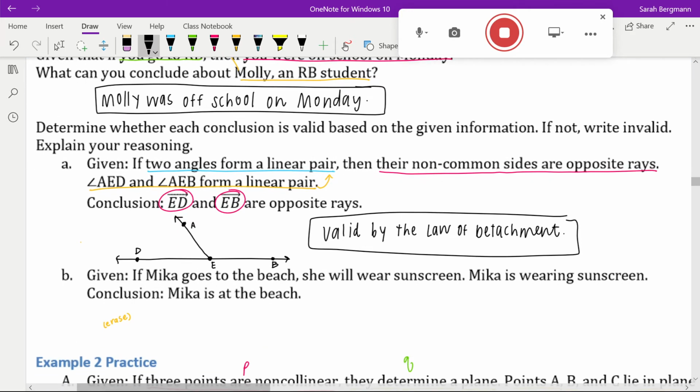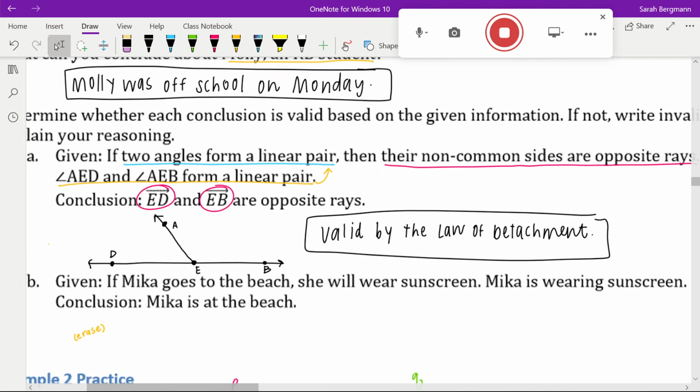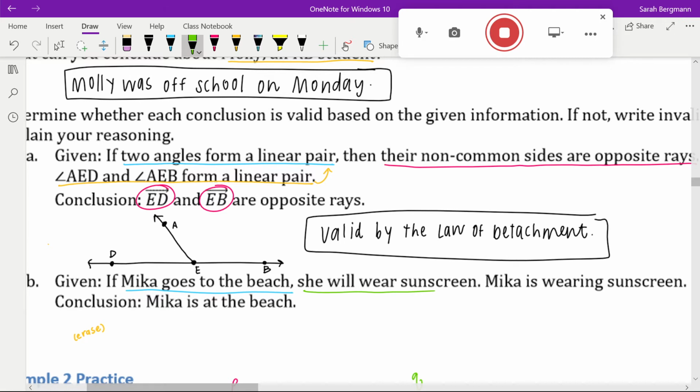Let's try another. This says, if Micah goes to the beach, she will wear sunscreen. So identify the hypothesis and the conclusion. Hypothesis is Micah goes to the beach. The conclusion is she will wear sunscreen. So this statement says Micah is wearing sunscreen. This actually applies to the conclusion. So it says the conclusion is Micah is at the beach.